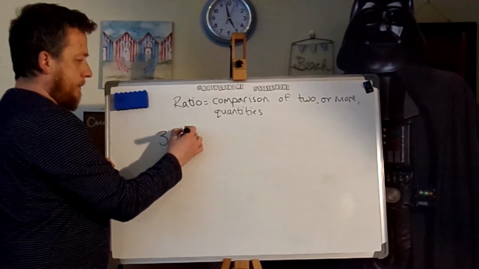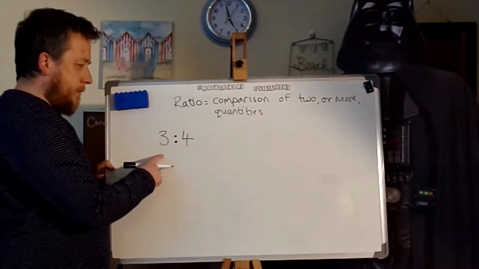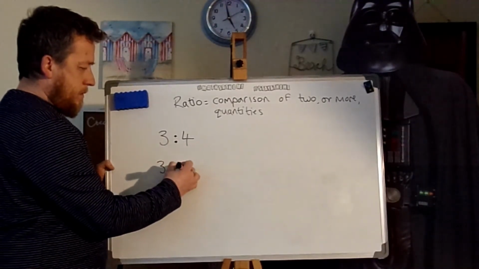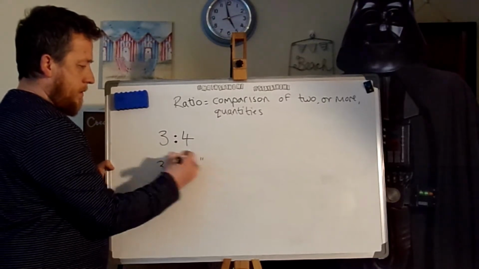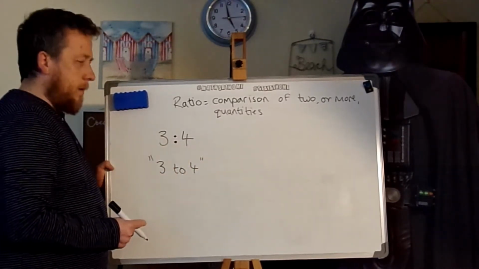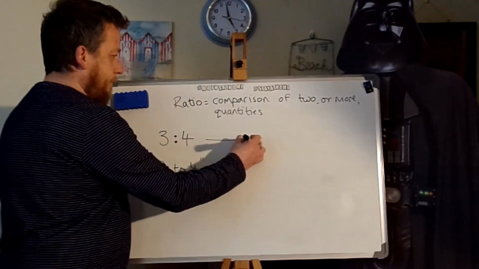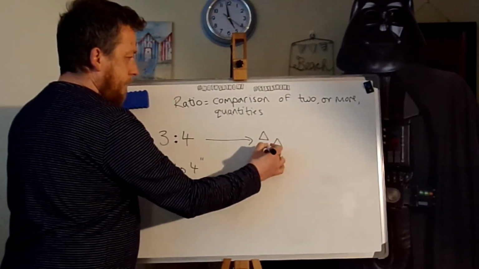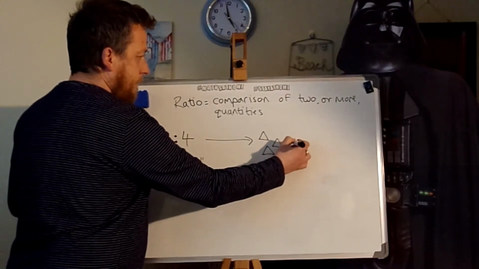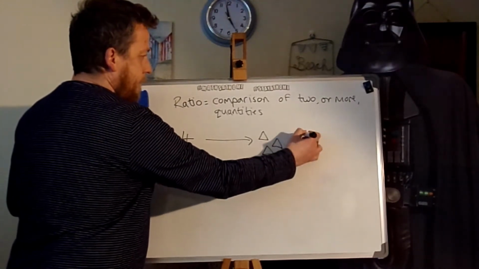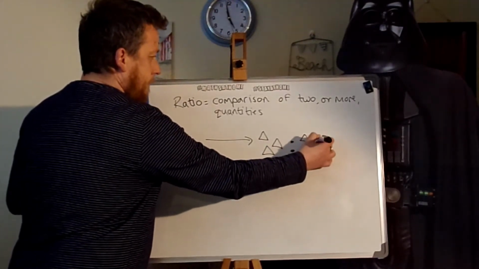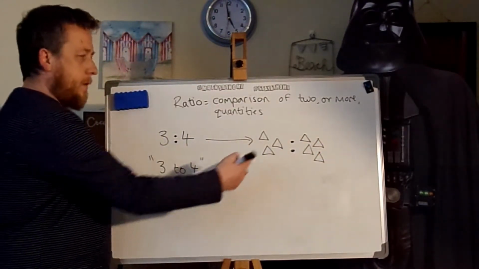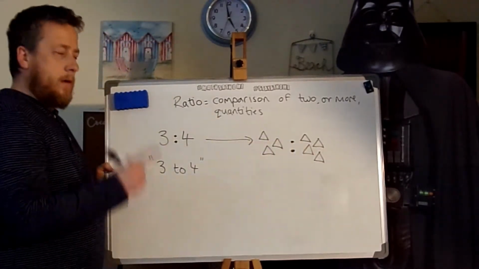We're going to start with two numbers, so we've got two dots. Now we read a ratio using the word "to". So we say 3 to 4. And that simply means that when you've got 3 of something on one side, on the other side you will have 4. So for every 3 triangles on one side, we would need to have 4 triangles on the other side.